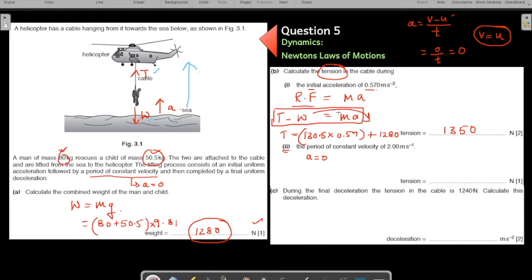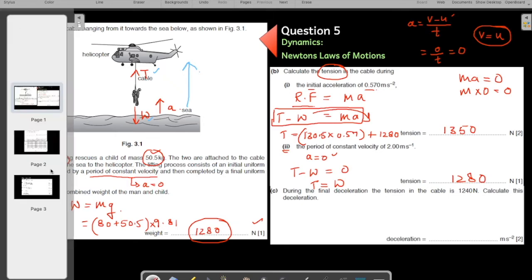So let us use the same formula here. The resultant force, T minus W, is equal to Ma. So T minus W, which is Ma, becomes equal to 0 because acceleration is 0. It becomes m times 0, so this whole thing is 0. So tension is equal to the weight. And how much is the weight? 1280. So the tension is 1280 newtons.